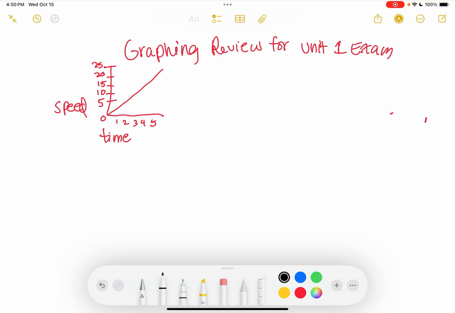No big deal. So then it said, what was the total distance traveled in the first 4 seconds?